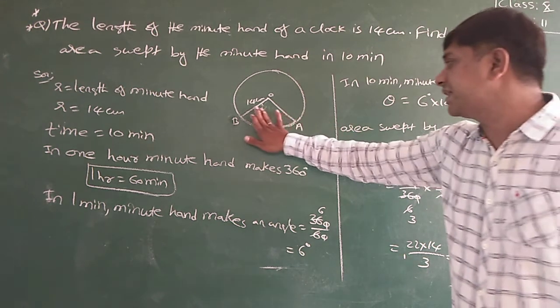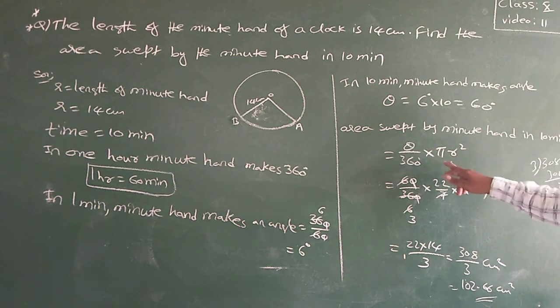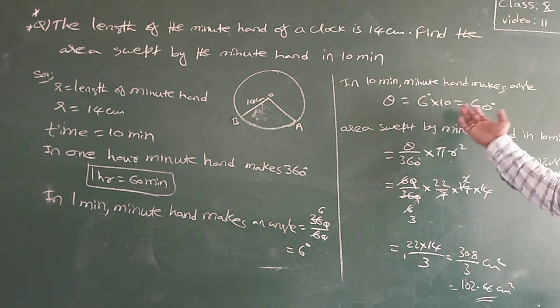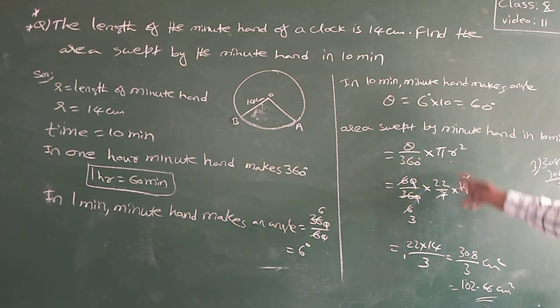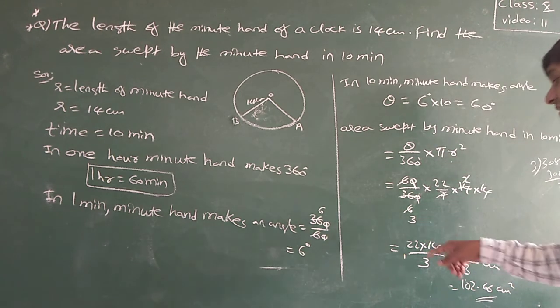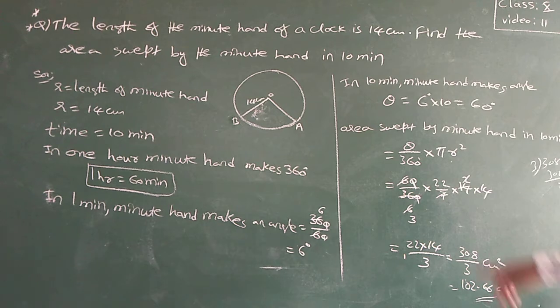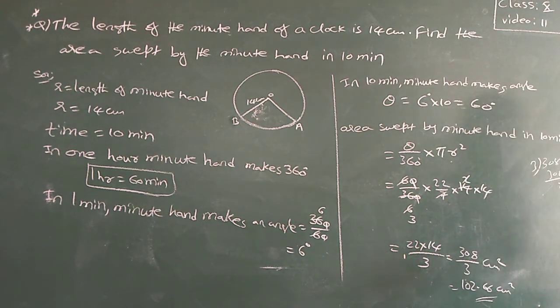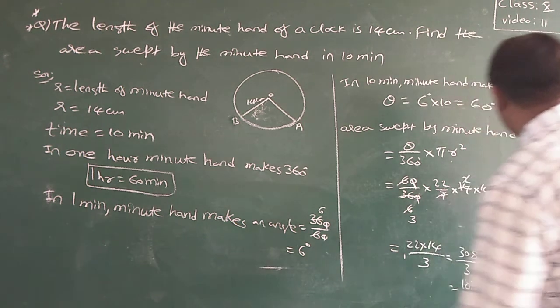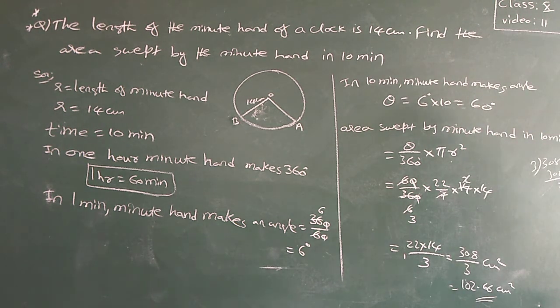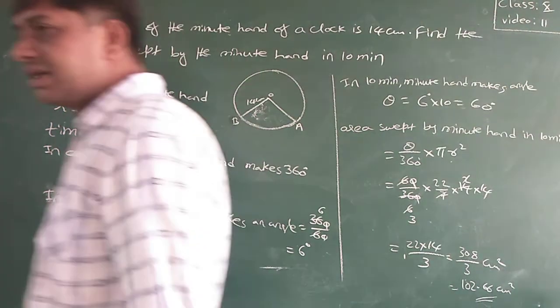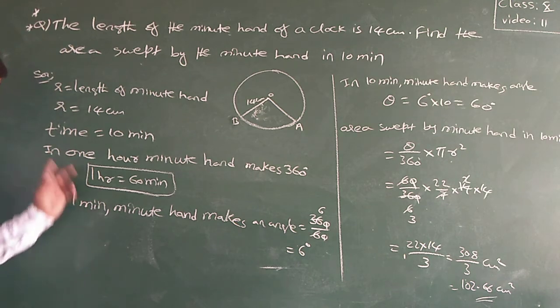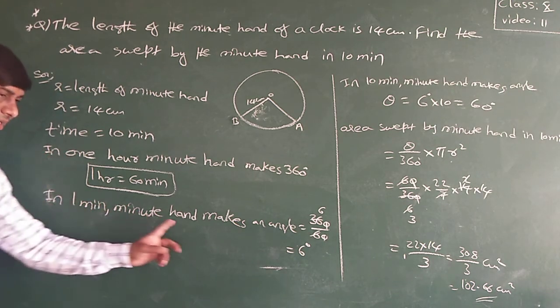Now the area swept by the minute hand is equal to theta by 360 into pi r square. Area means sector area only. Theta is 60 degrees by 360 into 22 by 7 into 14 into 14. 7 1s are 7, 7 2s are 14, 6 6s are 36, so 2 1s are 2, 3 6s are 18. Now 22 into 14 by 3. 14 2s are 28, plus 2 is 30, so 308 by 3. If I divide this, we get 102.666 centimeter square.